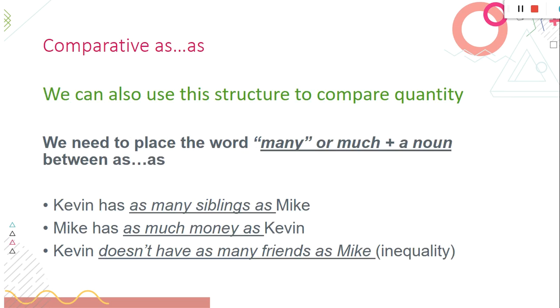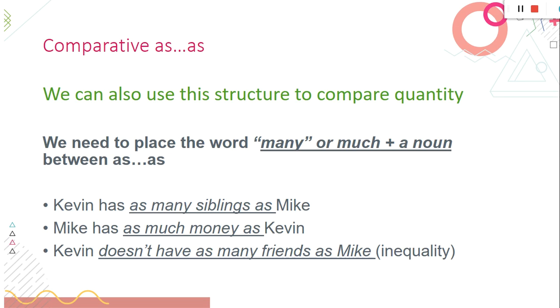Now, in this case, we can compare quantities. This is the structure that we use to compare quantities. So we need to place the word many or much plus a noun between as. Example: Kevin has as many siblings as Mike. In this case, we are saying that they have the same number of siblings.